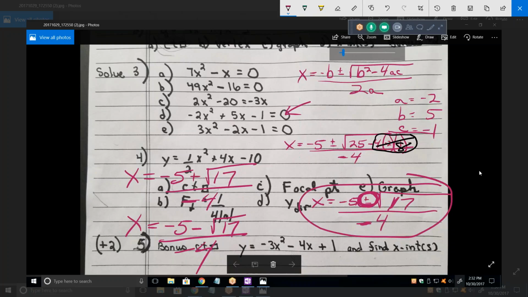A lot of people go through their whole math career knowing plus or minus, but they don't know what it means. They don't know that one answer is the plus, the other answer is the minus. Yeah, okay, that makes sense.